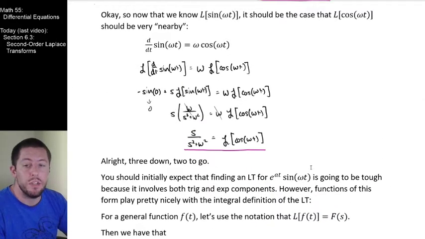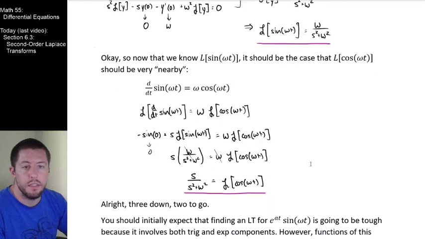So we have a constant over s squared plus a constant. It's got to be sine, right? Because cosine has an s up in the numerator and we don't. We need just a constant up in the numerator, right?